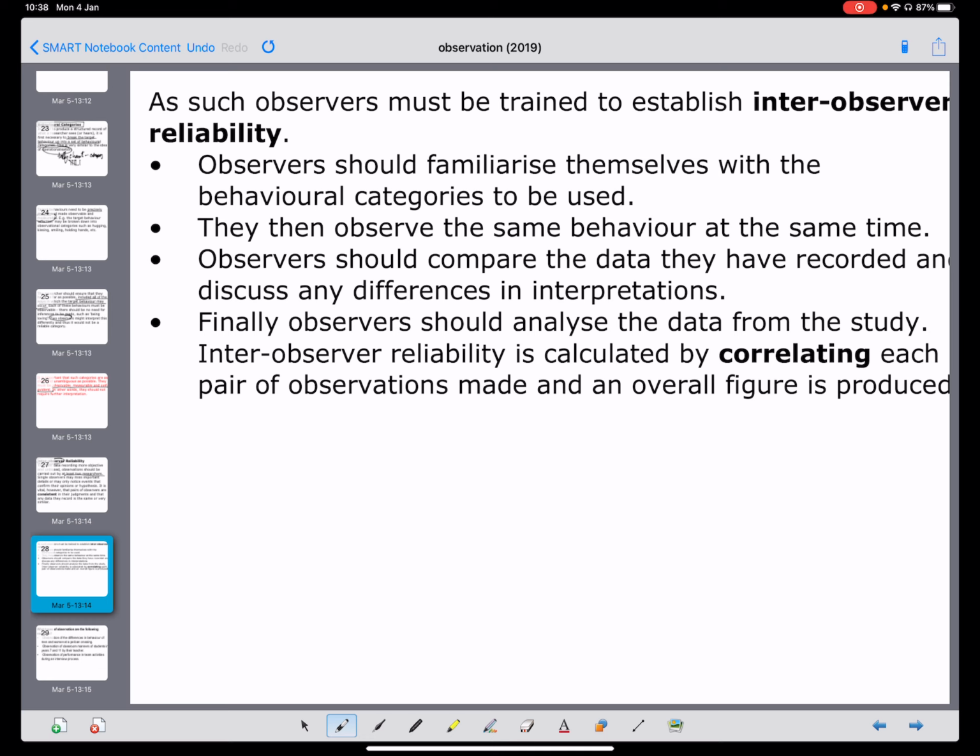So first of all, we need to have clearly defined behavioral categories. It's quite good if you familiarize yourself with these particular categories, understand them, you could even talk to each other and ask exactly what you mean. Okay, so if I am trying to be reliable, my observers need to understand what the behavioral categories are.